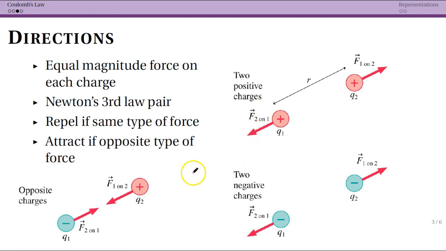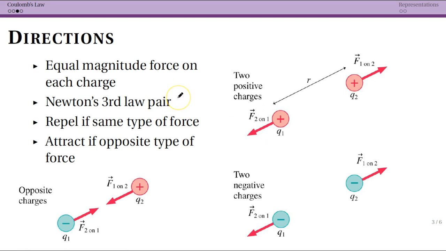So to talk a little bit more about the directions, we can think about three situations. So opposite charges, we have a positive and a negative, two positive versus two negative. Now in the positive and the negative case, they both repel. So these forces actually point in the same direction. In the opposite case, they're both attractive. So note that the size of these vectors are the same. This is always equal magnitude because the magnitude of the force depends on both of the charges. So Q1 times Q2 versus Q2 times Q1 is the exact same thing. These are literally a Newton's third law pair.